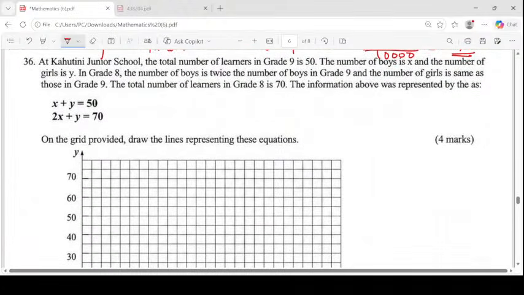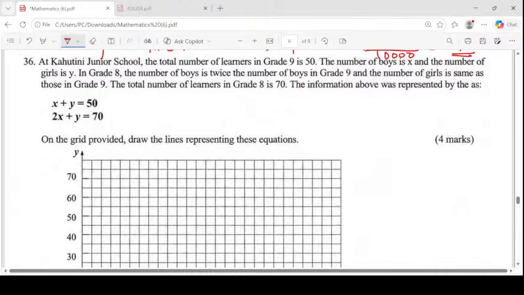Question number 17. At Kautini Junior School, the total number of learners in grade 9 is 50. The number of boys is X and the number of girls is Y. In grade 8, the number of boys is twice the number of boys in grade 9, and the number of girls is the same as those in grade 9. The total number of learners in grade 8 is 70. The information above was represented by the equations below.